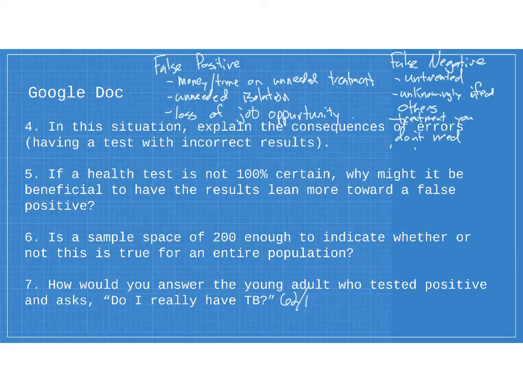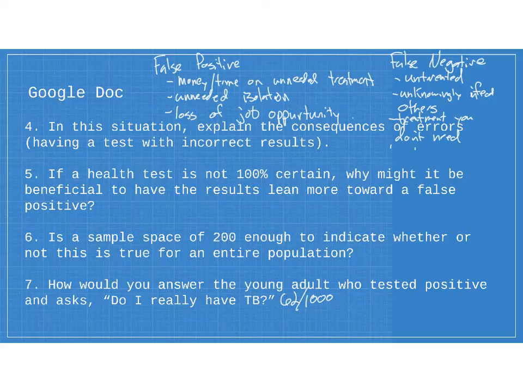1,000, right? Because that tree diagram, the initial ones tell us if they have it or not. But if this young adult's walking in, we don't know if they have it or not. That's why they're getting tested, correct? So they're walking in getting tested. So they're one of 1,000 people that come in. We don't know if they have TB or not, and they get tested and it comes back positive.